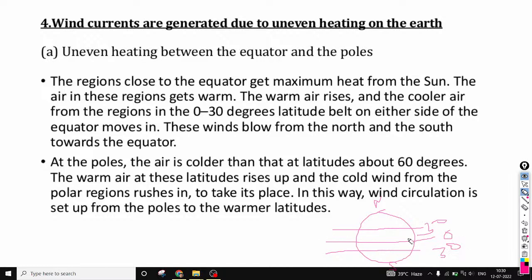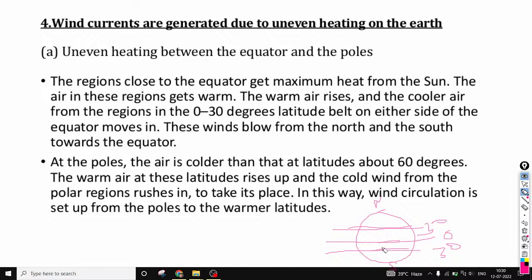So if your sun is just moving right between these two lines, this is your Cancer, and on the bottom side that is your Capricorn, and in the middle that is your equator. So in between your Capricorn and your Cancer, these two lines, your sun is going to move, right?